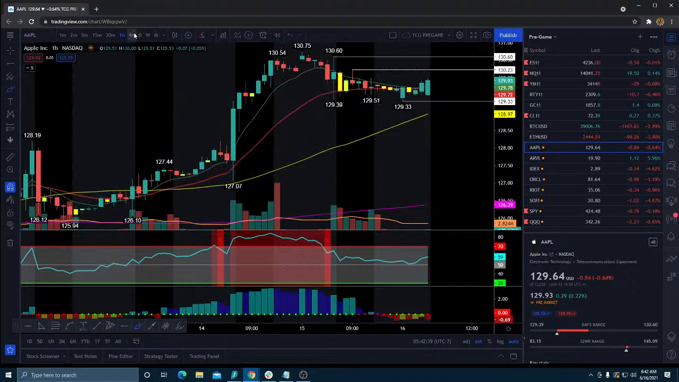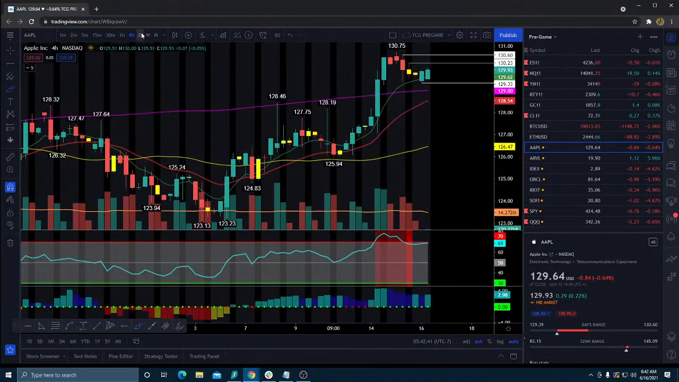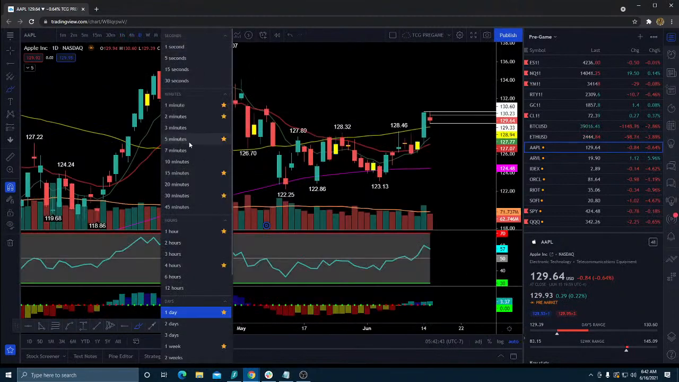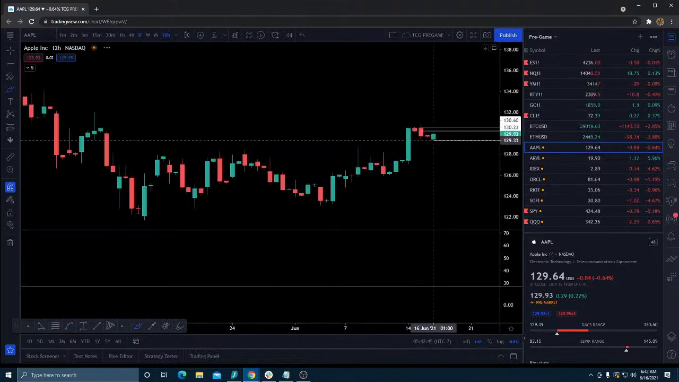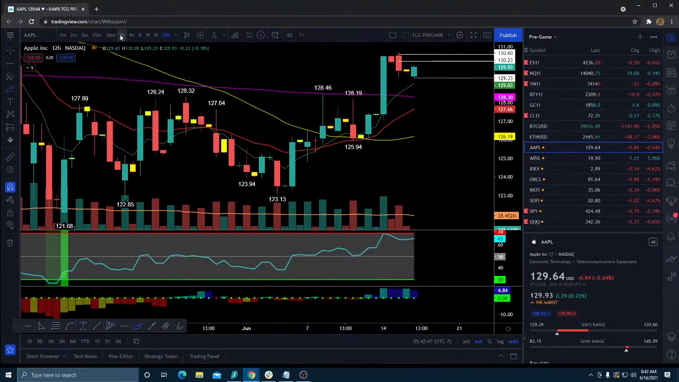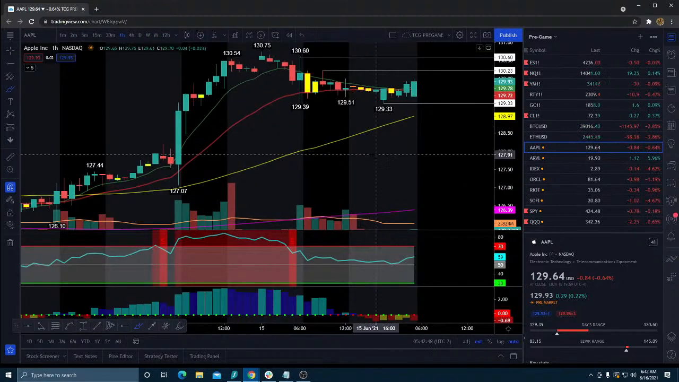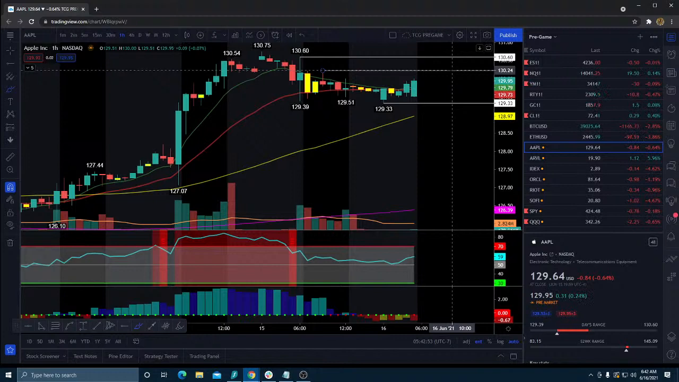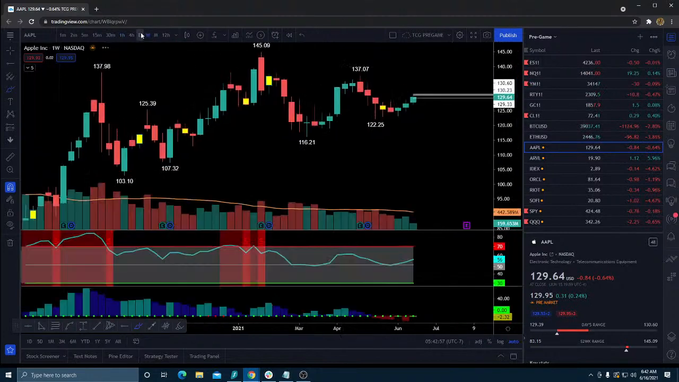Apple. Apple could be a bull flag. It's actually a 12 hour, I believe. It could be a bull flag on the 12 hour. Apple, I love to the long side. I like when we get these little bear breaks without a lot of follow through. So Apple could be a nice long. I just like this chart.